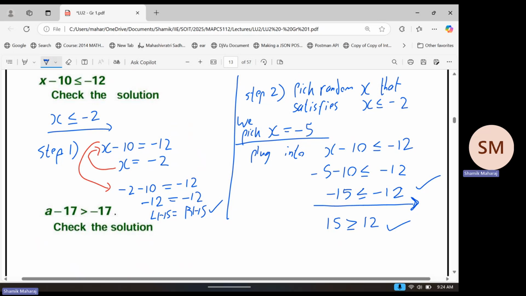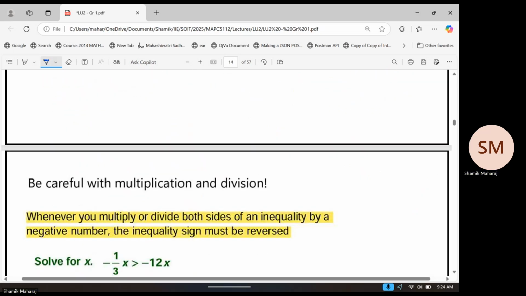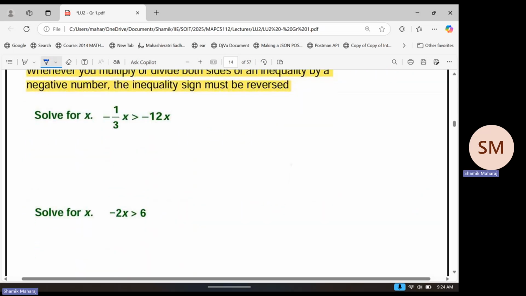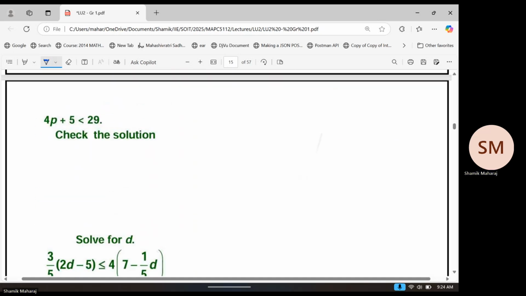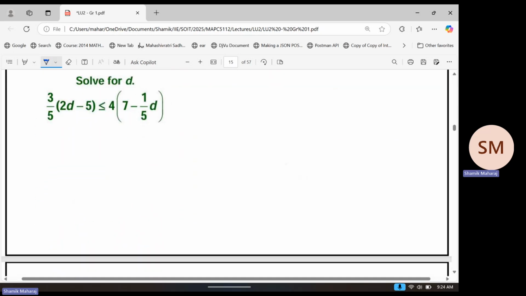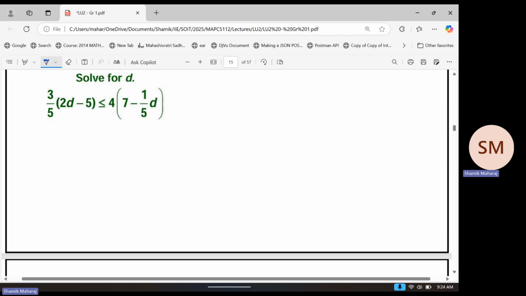Okay, any questions before I move on? Okay. All right. And here's the note we just mentioned. When you multiply or divide both sides by a negative number, then you need to flip the sign of the inequality. So again, you guys can practice with those. Let's see if we go right to the end. Do you guys want to do one slightly difficult example? Try this one. Okay, I'll give you guys a few minutes.